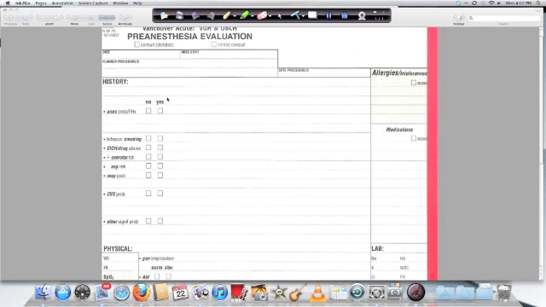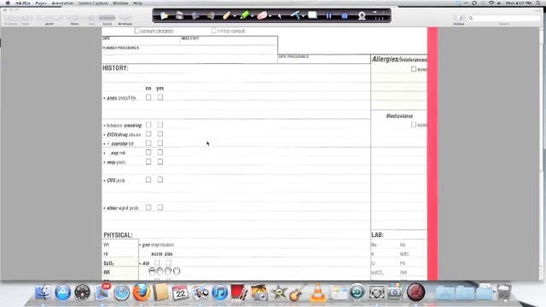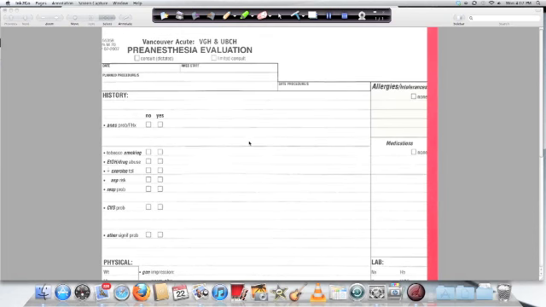Once you get really good at it, then you can go in a little more blind, but often it's useful to get a sense of their history and why they're having the procedure they're having that day, and if it's related to any operations they've had in the past.